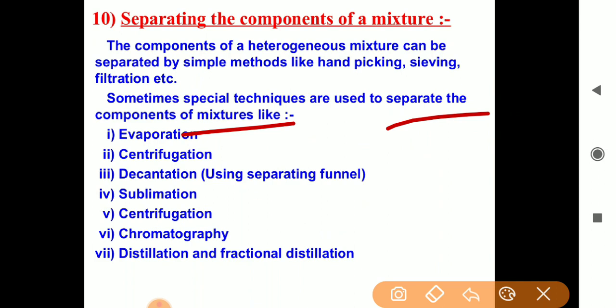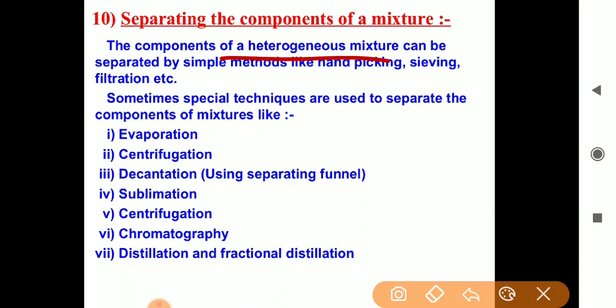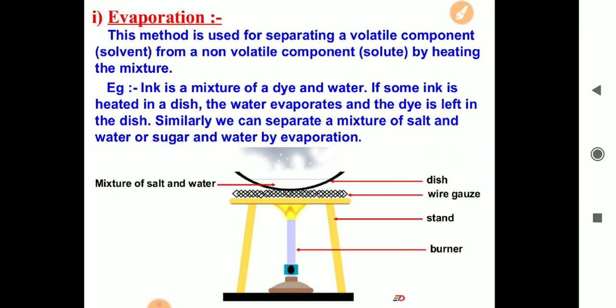So these are the different techniques which are used to separate the components of the mixture, and we are going to discuss these techniques one by one. Components of a heterogeneous mixture can be separated by simple methods like hand picking, sieving, filtration, etc., and some other techniques are also there. So these are the other techniques which we are going to discuss in detail.